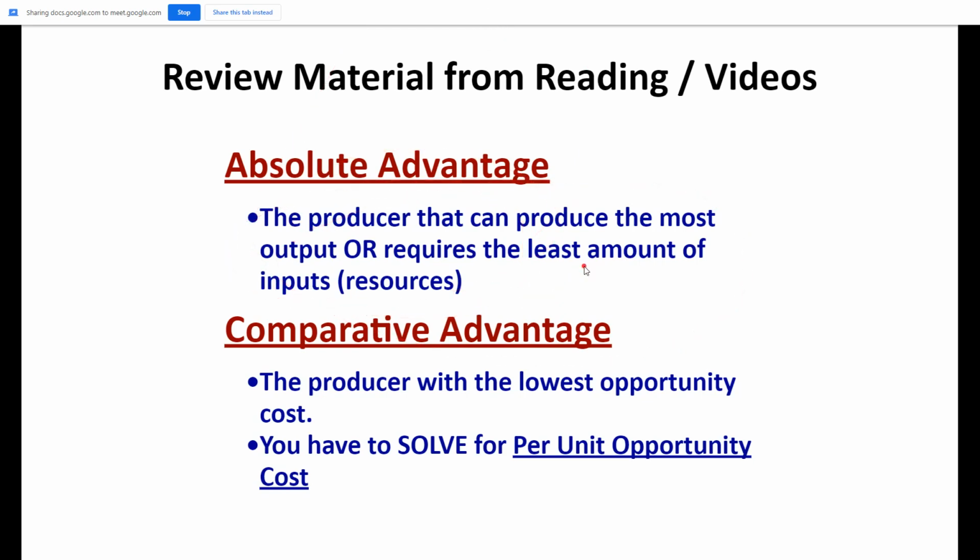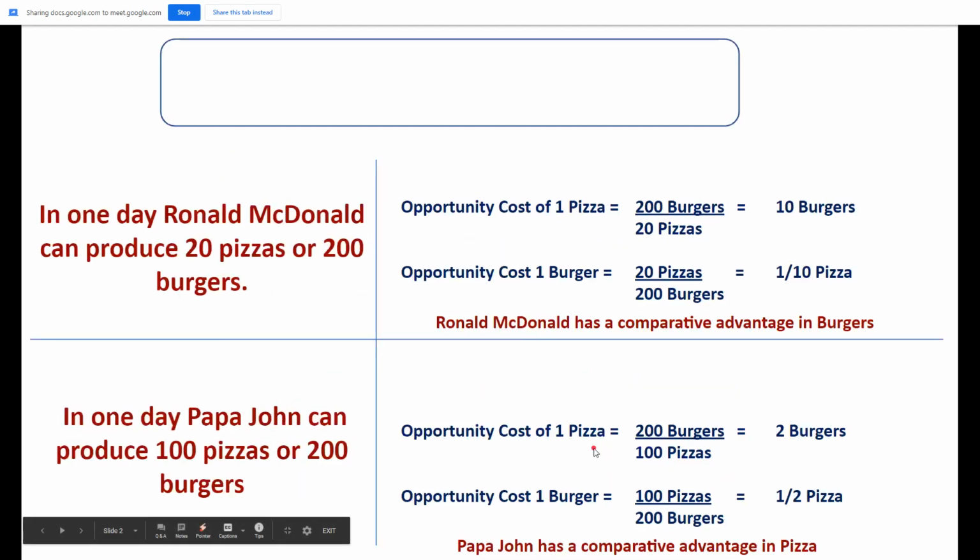These are real simple. Those we can look at real quick and go, oh, absolute advantage. Comparative advantage is going to take a little bit of work because we're going to have to solve for what's called per unit opportunity cost. We're going to compare two economies and see who can produce a good with the least amount of stuff given up. So we're going to see who can produce a good with the lowest opportunity cost. And to do that, we're going to have to, like I said, solve for per unit opportunity cost.